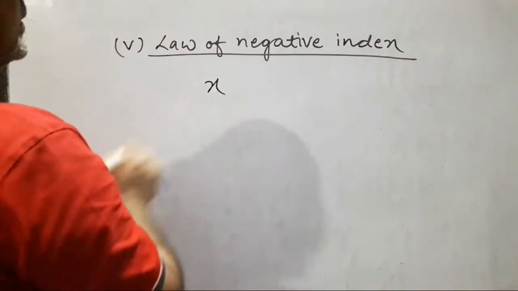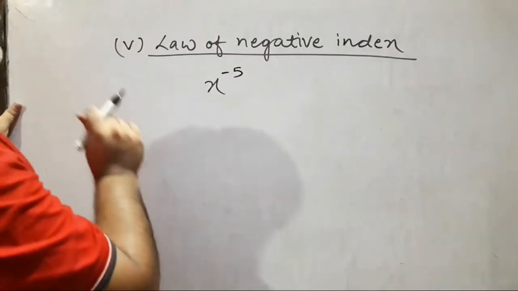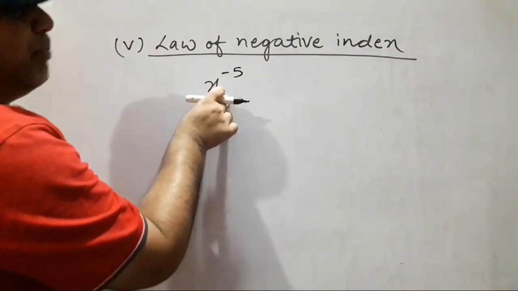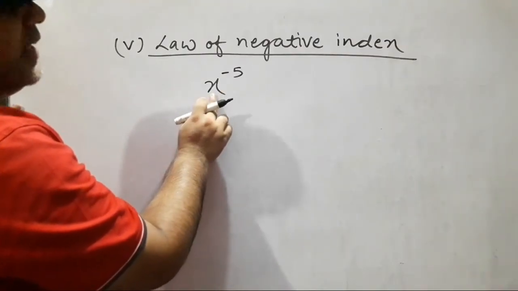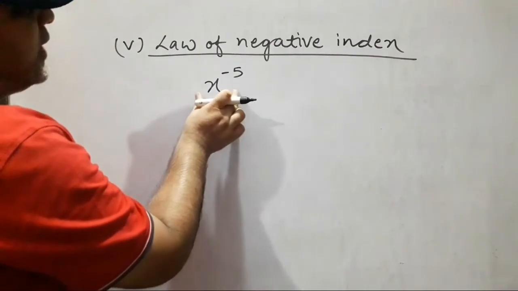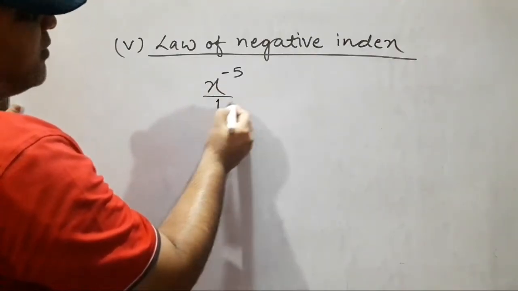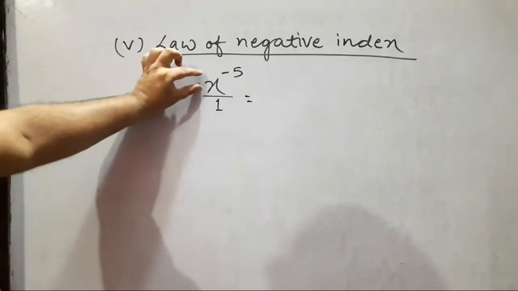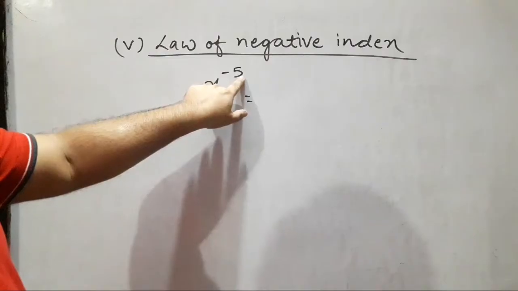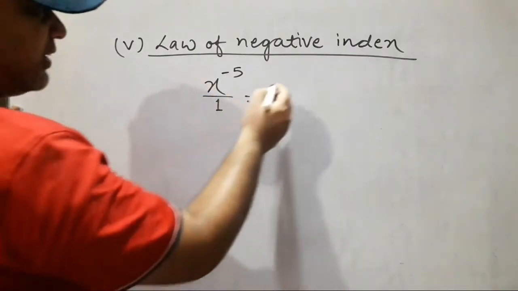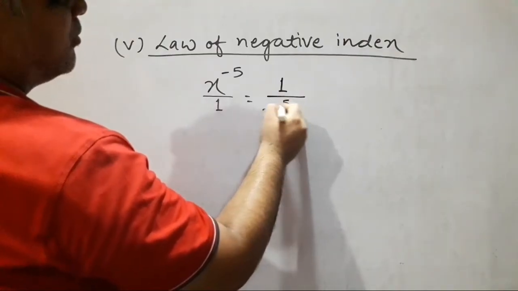If a base has got negative power, x power minus 5, and if I change the position of this base, right now the position of this x power minus 5 is in the numerator. We can write x power minus 5 as x power minus 5 by 1. If I take this x power minus 5 in the denominator, then the sign of this power will be altered. That is, I can write this as 1 by x power plus 5.